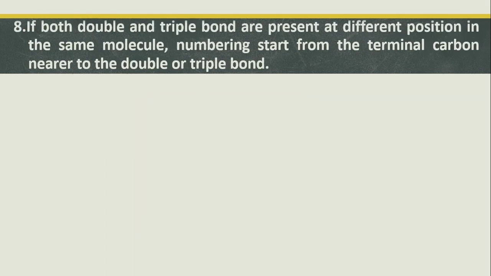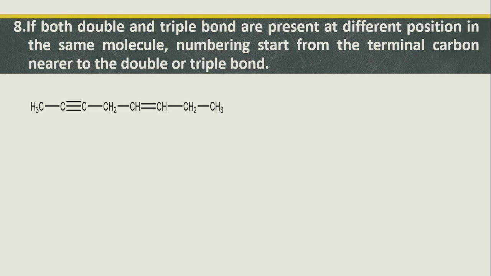And the next rule is that if both double and triple bonds are present at different positions in the same molecule, then the numbering should be started from the carbon which is nearer either to the double bond or to the triple bond. Let's see the example here. Here the triple bond lies nearer than the double bond. So the numbering is done from the end that is nearer to the triple bond.